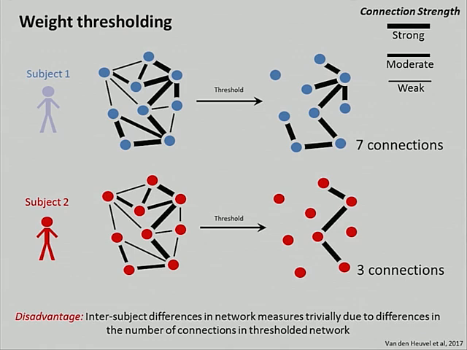Now, the problem with this, if we then go on to do further graph analysis or analyse particular network measures, and we compare the network measure between subject 1 and subject 2, any difference in that measure might be trivially due to that difference in number of edges. So we know that many network measures are crucially dependent on the number of connections in the network. And so this is a potential confound of weight-based thresholding.